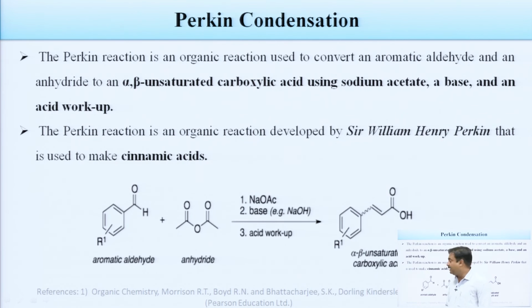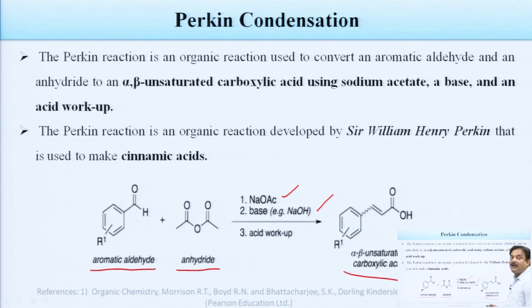So, what is Perkin condensation reaction? As you can see, this is the reaction which is being done between aromatic aldehyde and acid anhydride in the presence of sodium acetate and base. So, aromatic aldehyde is reacted with acid anhydride in the presence of sodium salt, you can say sodium acetate, and a base, for example, NaOH, and what we are getting? We are getting alpha beta unsaturated carboxylic acid, for example, cinnamic acid.